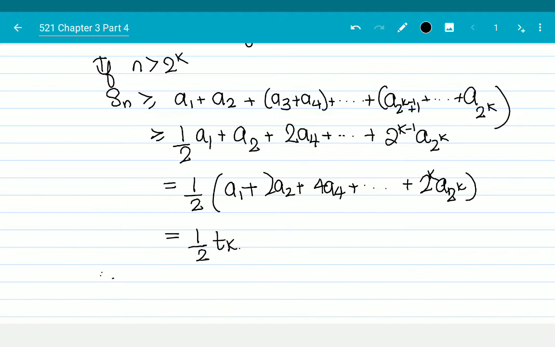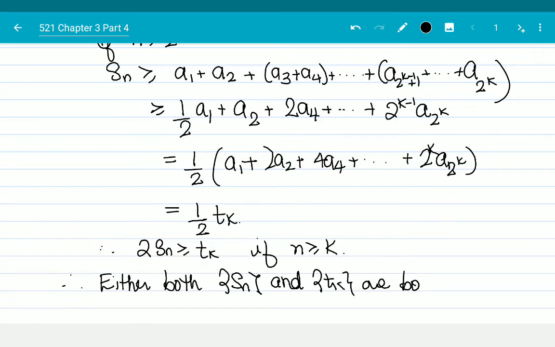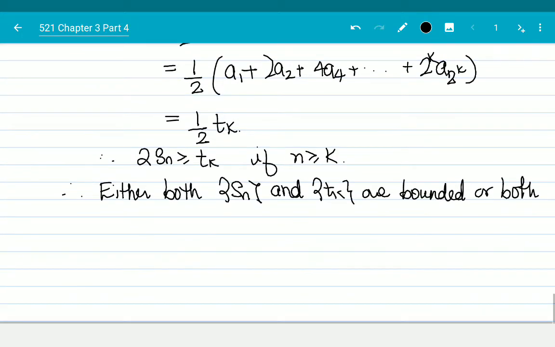Therefore, 2Sn is greater than or equal to tk if n is greater than or equal to k. Okay? Therefore, either both Sn are bounded or both are unbounded. Therefore, either both Sn and tk are bounded, or both are unbounded.